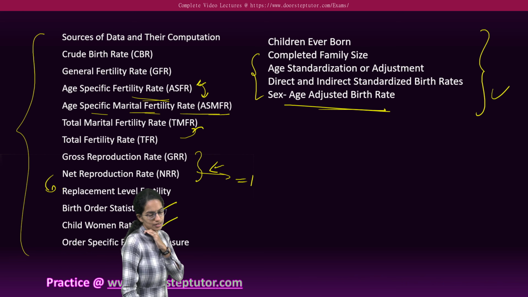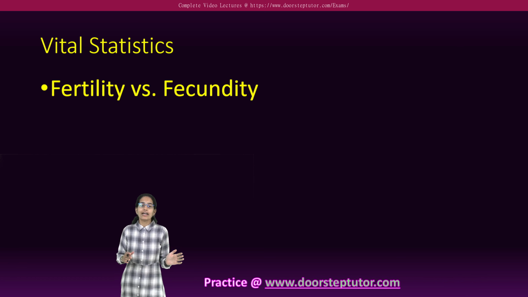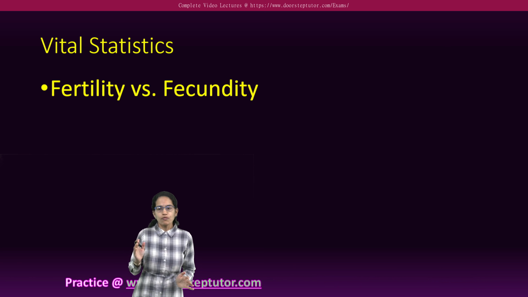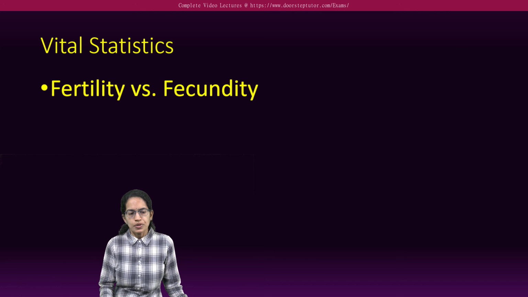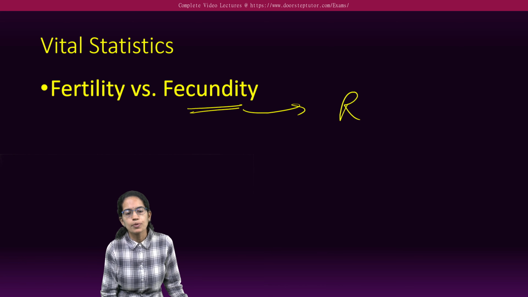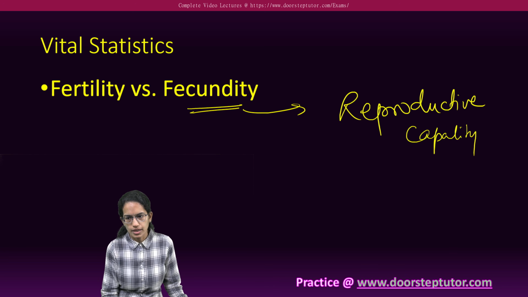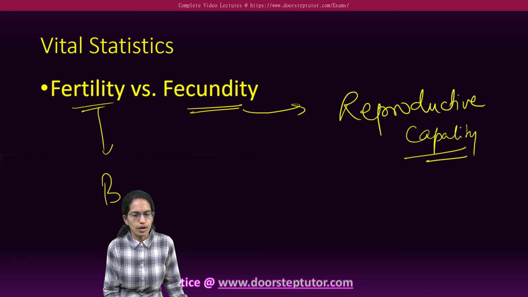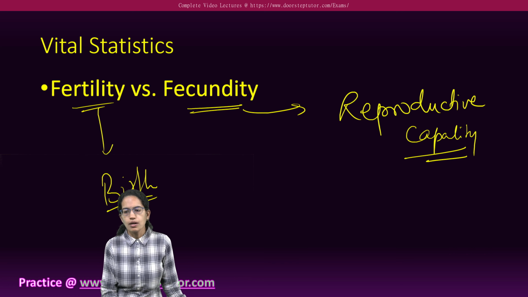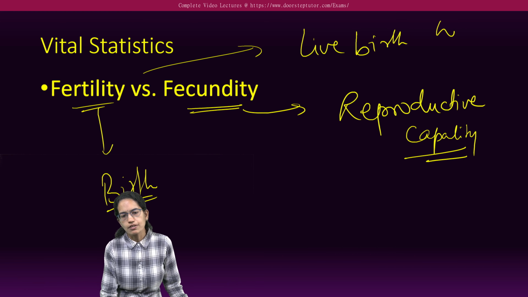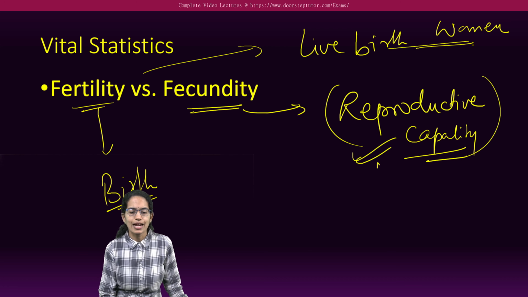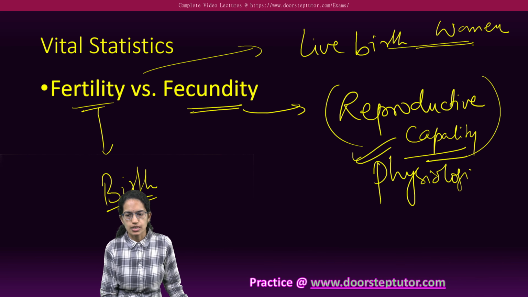Now the basic idea to begin with is what is fertility and how is it different from fecundity. Fecundity is simply the capability to give birth. It talks about the reproductive capability. However, fertility talks about the birth, and that's one of the major differences. When we talk about fertility, it's usually the live births that women have. Fecundity is the reproductive capability and it is more or less physiological in nature, right?